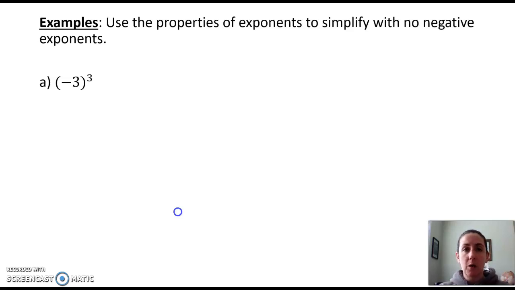Remember what it means to raise to the third power. You take the base and multiply it to itself 3 times. So we're going to take negative 3 times negative 3 times negative 3. Negative 3 times negative 3 is positive 9, times negative 3 gives us negative 27.